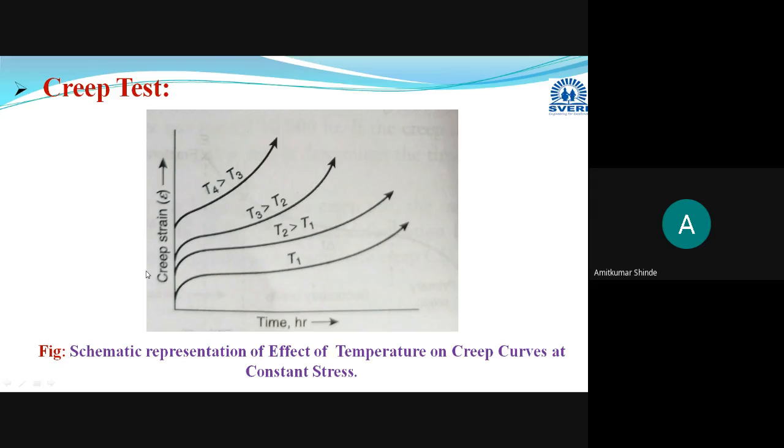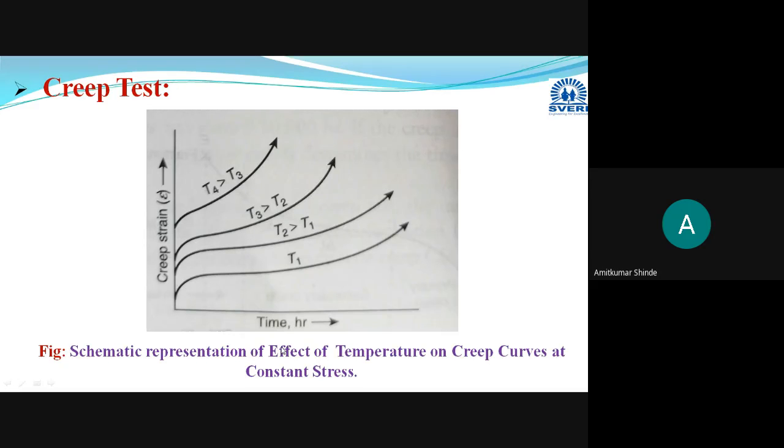Here we are conducting the same experiment at different temperatures while keeping the stress constant. Then we will get this kind of curve, and from this curve it will be clear that T4 is greater than T3, T3 is greater than T2, and T2 is greater than T1. Whenever you are using the higher temperature values, more deformation or creep strain will occur in lesser time.